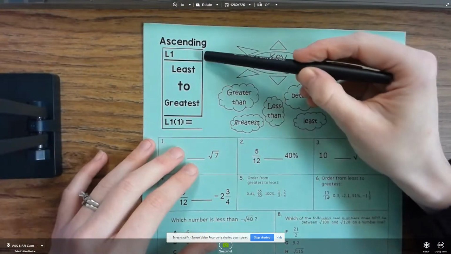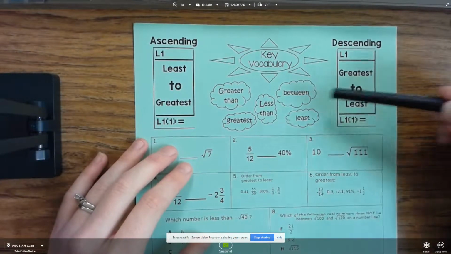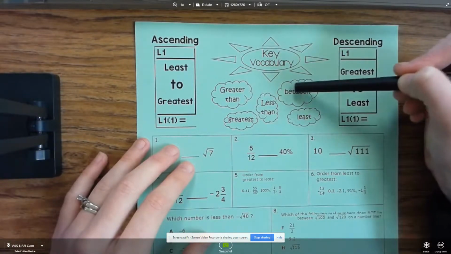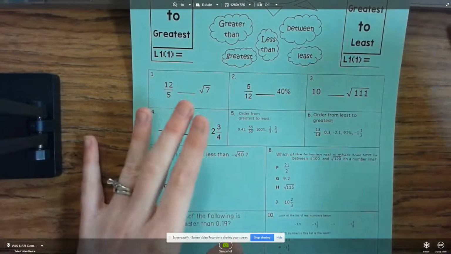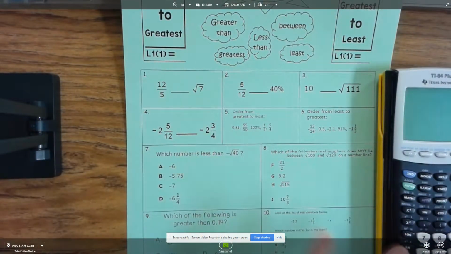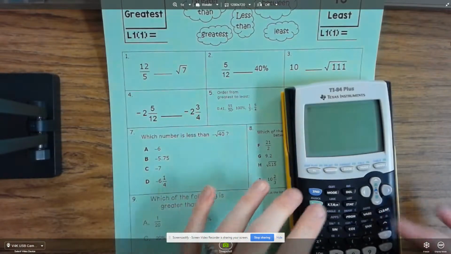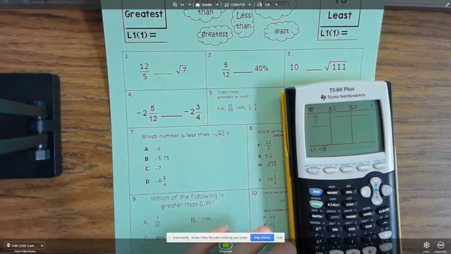So remember, ascending is least to greatest, descending is greatest to least. Some key vocabulary here is greater than, greatest, less than, between, least. That's what you need to look for. On these, we're going to use the inequality signs, less than, greater than, all that good stuff. There are 2 ways to do this. We can go to stat and stick them in our list.